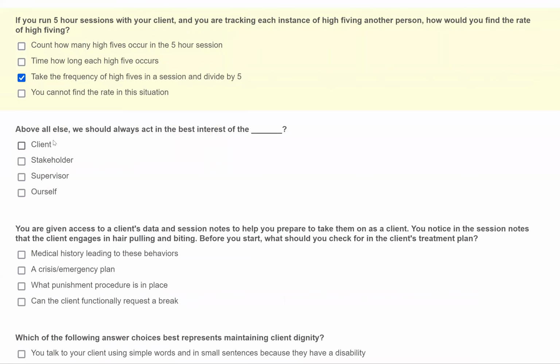And then what else? Above all else, we should always act in the best interest of the... Very easy question, very common sense, but sometimes it helps to remind ourselves who is the most important person. Is the client, stakeholder, supervisor, or ourselves? Now, many of us might believe we are the most important people in our lives. We could be true, but if you're working with a client, we're always going to act in the best interest of the client above all else. Okay, no debate, no ifs, ands, or buts about it.